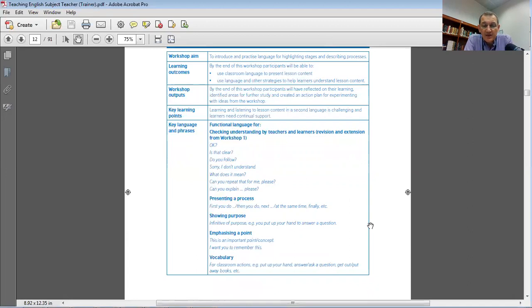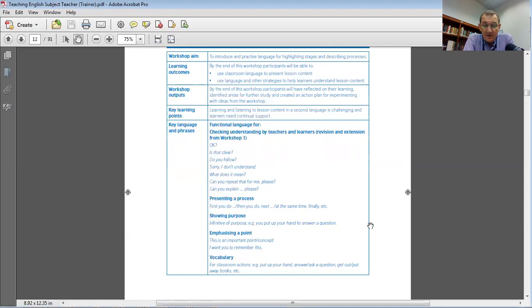The next language area is showing purpose, and they will need a grammatical device called the infinitive of purpose. And the example here, you put your hand up to answer a question. The infinitive of purpose is to answer. Why do you put up your hand? To answer a question. That's the infinitive of purpose.